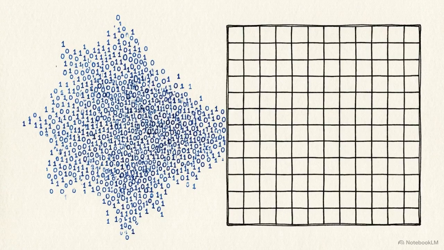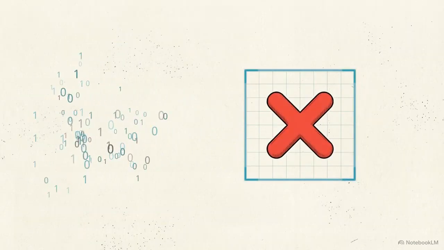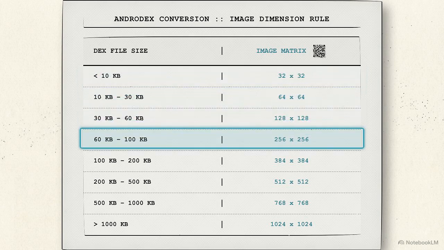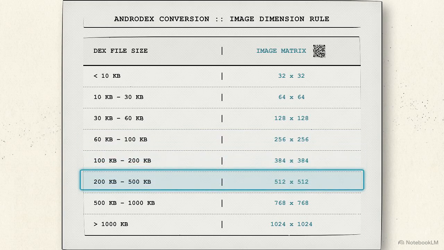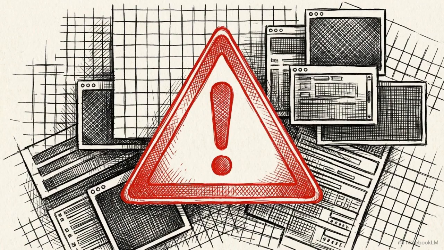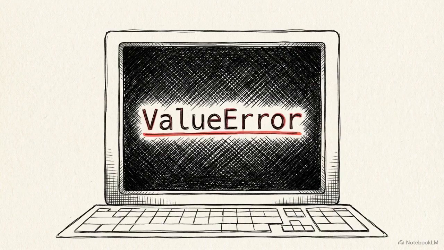To turn those zeros and ones into an image, we have to follow strict mathematical rules based on file size. Raw binary data cannot be forced into an arbitrary square. Looking at this dimension table, we start at the baseline. Files under 10 kilobytes form a 32 by 32 pixel matrix. As files grow, dimensions scale up proportionally, scaling all the way to the maximum extreme of a massive 1024 by 1024 grid. If you ignore these rules and attempt to force data into incompatible dimensions, Python will trigger a value error and instantly crash your machine learning classifier.